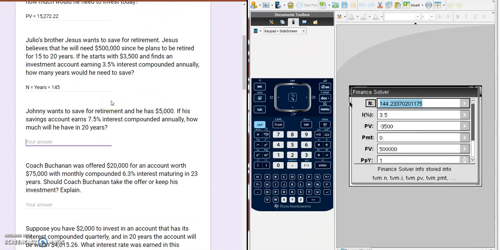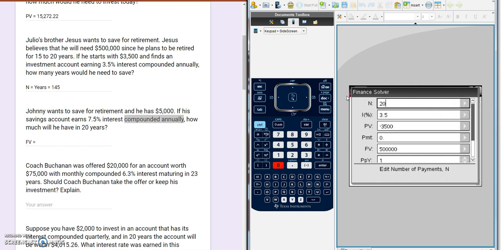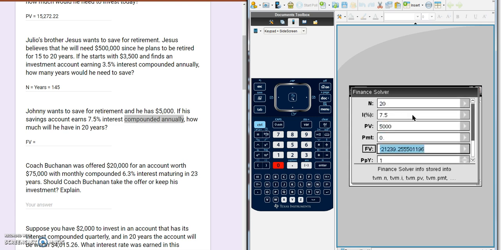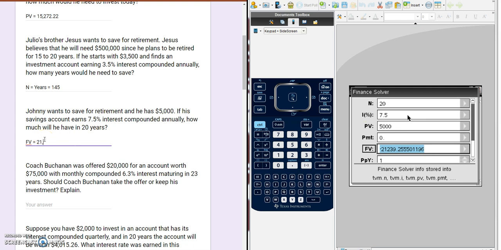Next one, we'll do 2 more. Johnny wants to save for retirement, and he has $5,000. If his savings account earns 7.5 interest, how much will he have in 20 years? Here we're trying to find future value. It's compounded annually, so that means N is number of years. So 20 years, 20 times 1. Interest is 7.5. He starts with $5,000. And make sure you set PY and CPY to 1. Go down to future value, hit enter. You get $21,239.26.